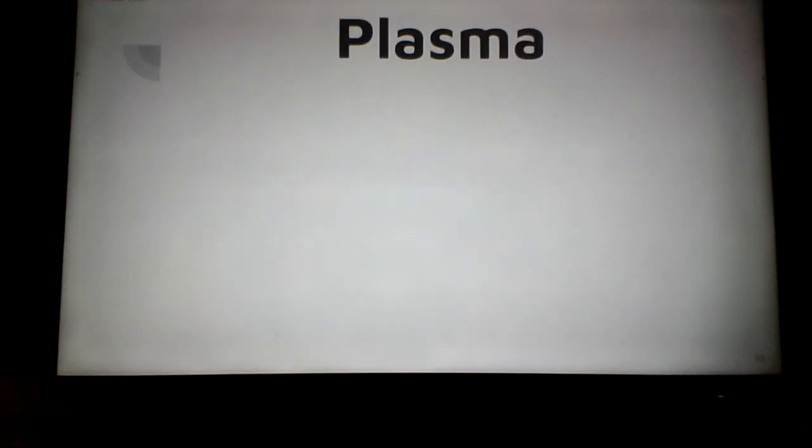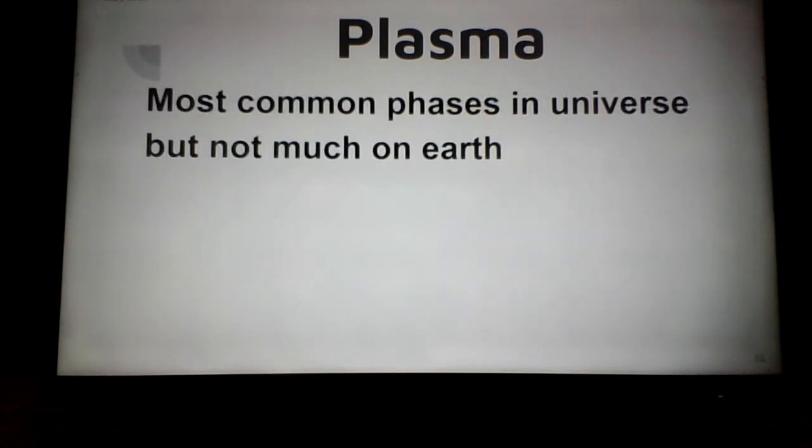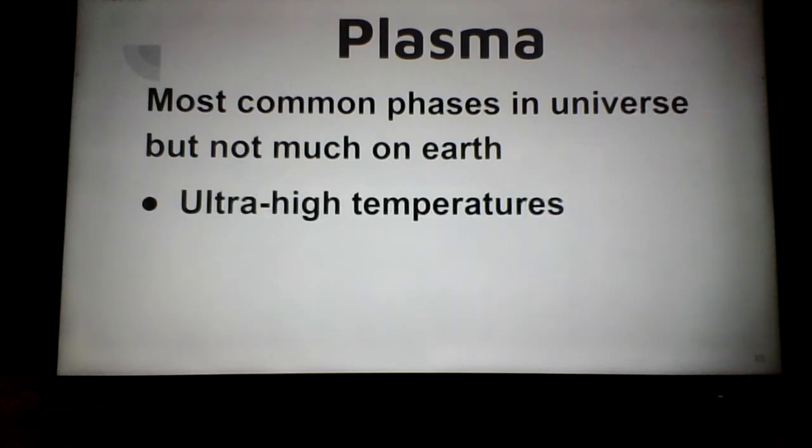Plasmas, again, we're just going to define what these are. We're not going to worry too much about plasmas. We're talking mainly about solids, liquids, and gases. Plasmas are actually, though, the most common phase of matter in the universe, but outside the Earth's atmosphere. Inside the Earth's atmosphere, once again, solids, liquids, and gases, there are some plasmas, but we find plasmas mostly in outer space. These have ultra-high temperatures, very, very, very hot gases.